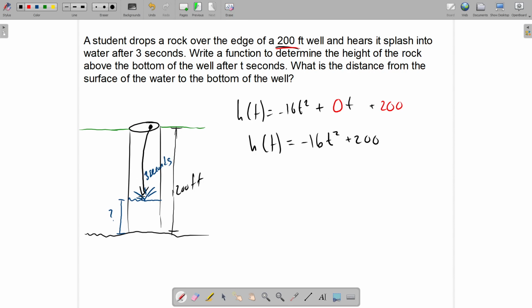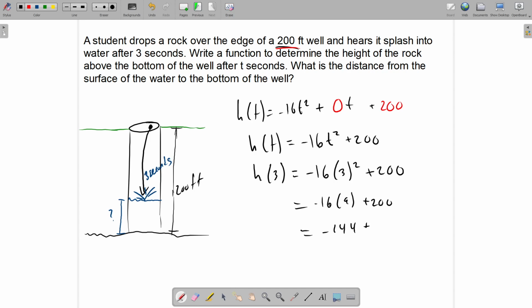To find this height of the water, we want to look at, well, what's the height of the rock when it actually splashes the water at 3 seconds? So if we do h of 3, -16 times 3 squared plus 200. Well, 3 squared is 9, so we have -16 times 9 plus 200. -16 times 9 is going to be -144, plus 200, and combining -144 and positive 200 gives us 56 feet.